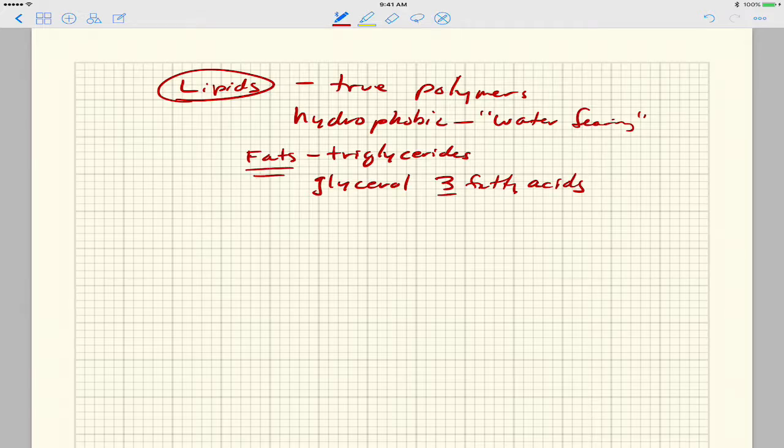Another important lipid would be phospholipids. Phospholipids are made much the same way. You do need a glycerol, and to that glycerol, we attach 2 fatty acids. So you have a glycerol, 2 fatty acids, and then instead of a 3rd fatty acid, which would make it a triglyceride or a fat, we add a phosphate group.